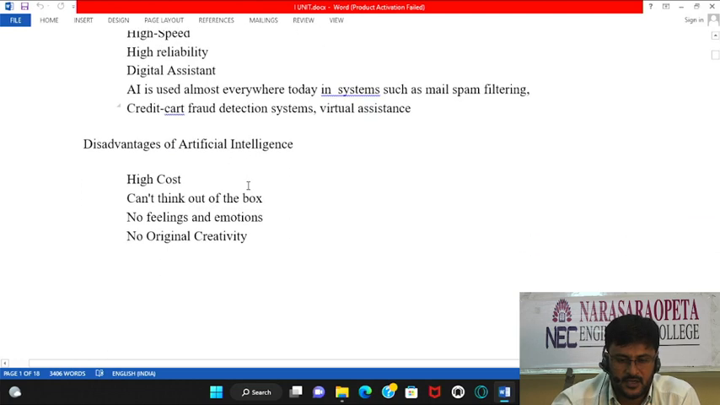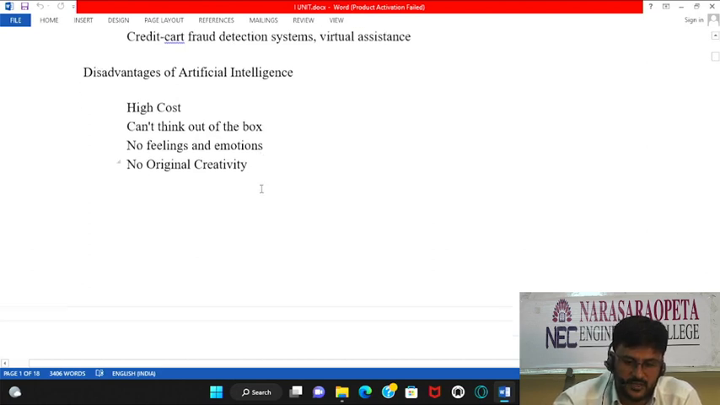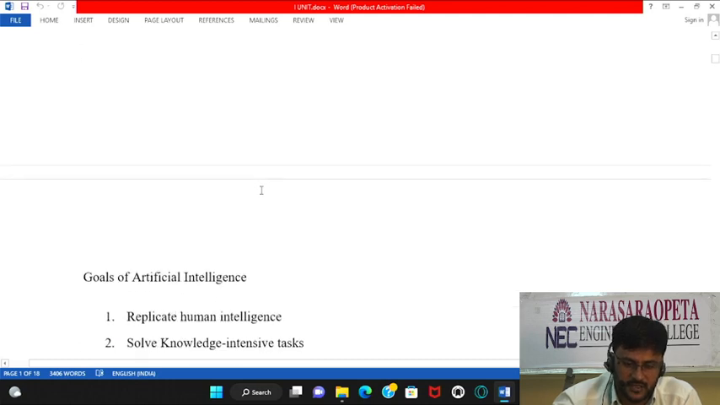The disadvantages of artificial intelligence are high cost, it can't think out of the box, it has no feelings and emotions, and it has no original creativity.